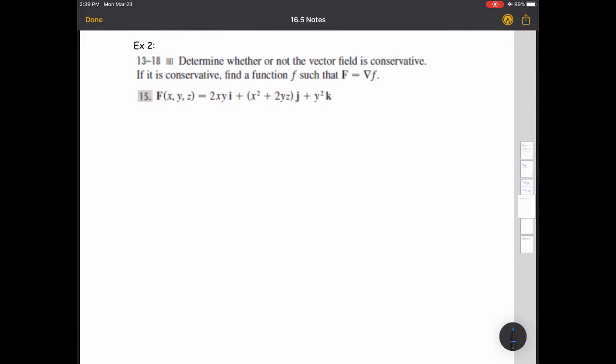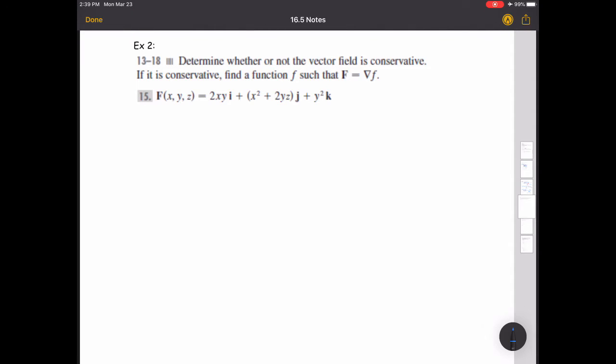All right, so in our next example, notice now here it says determine whether or not the vector field is conservative. If it is conservative, find a function f such that F equals del f. Well, before, when we had a vector field that had three variables, it had to tell us that it was conservative, or it had to tell us that F equals del f, which indicated that it was conservative. In this case, it's actually wanting us to determine that. Well, now we actually have the way to do it.